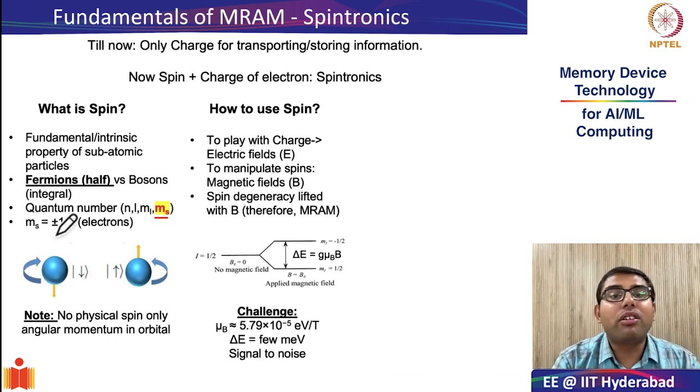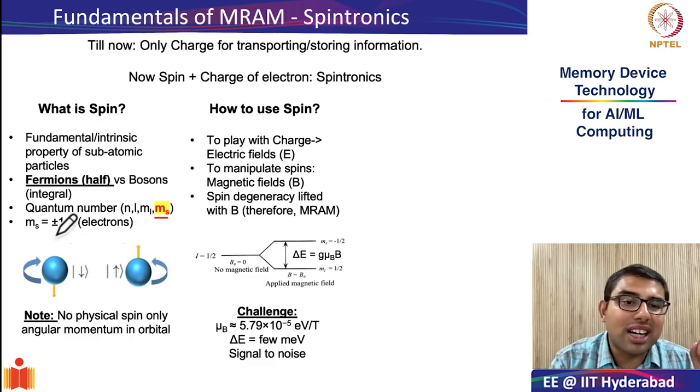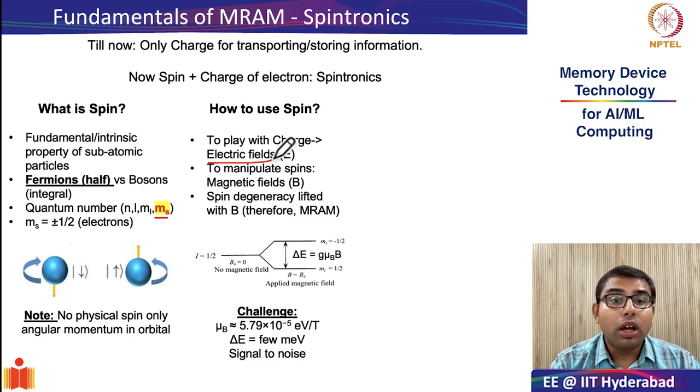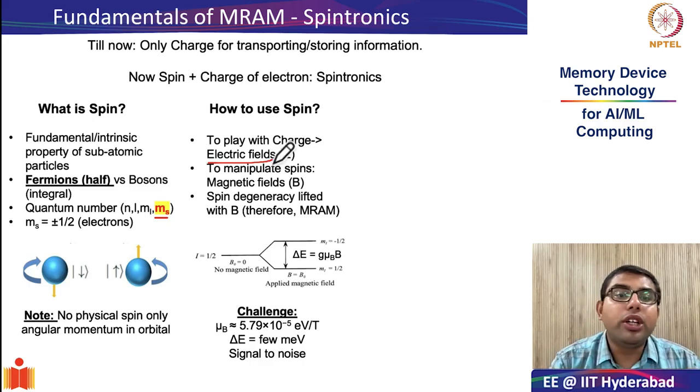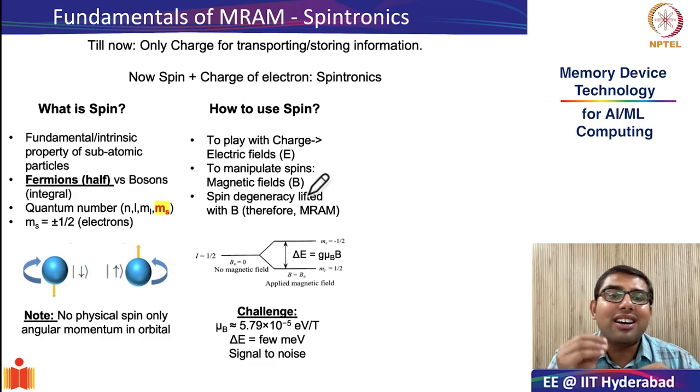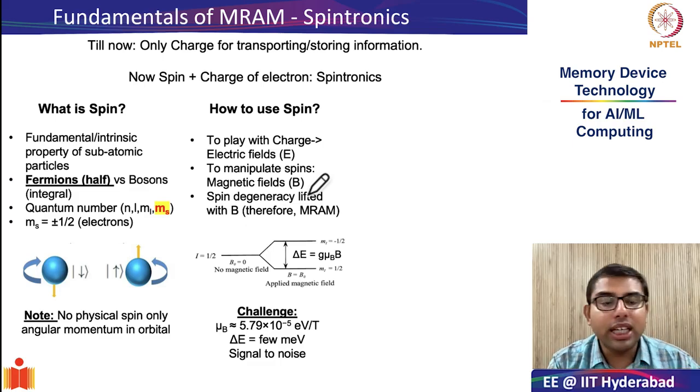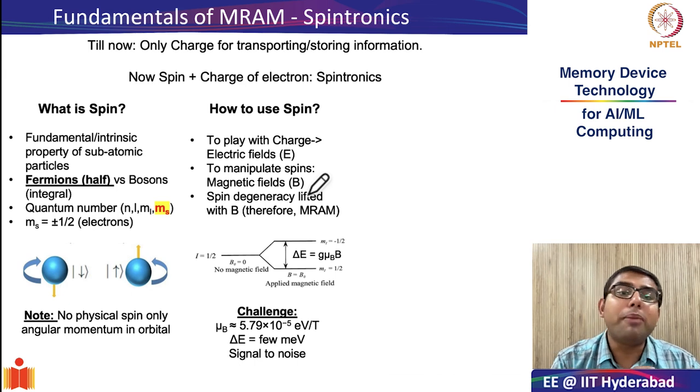So the next question we will try to ask is, how do you use spin? In charge-based devices, the way we manipulate the flow of charges or storage of charges is using electric fields or electrostatic potential. However, in spin-based devices, to manipulate spin, we use magnetic fields, and this is the additional degree of freedom. Now, a little bit of physics understanding, or at least the terminology, is important to appreciate the manipulation of spins using magnetic fields.